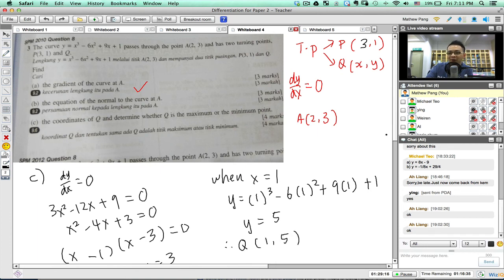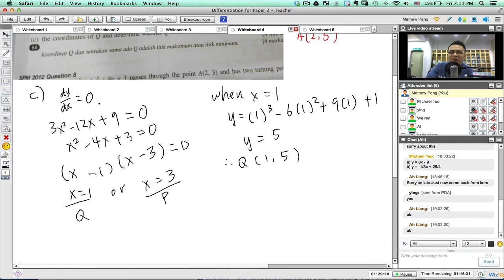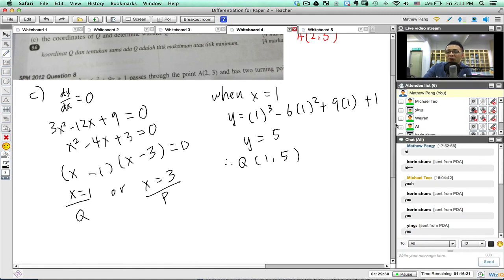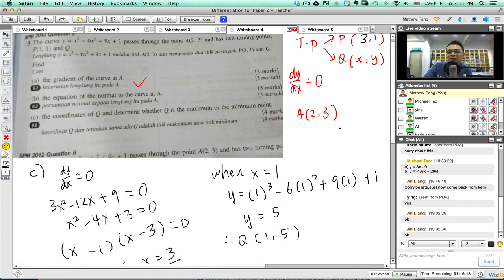Not really hard. What you need to do is, first, understand that a turning point means the differentiation will equal 0. Then you put your dy/dx equal to 0 and you will get two x values. The harder part is deciding which one is P and which one is Q, so you have to refer back to your coordinates. If you know this one is P already, the other one is surely Q. After you get x equals 1, substitute back into your y equation, then you can find the y.